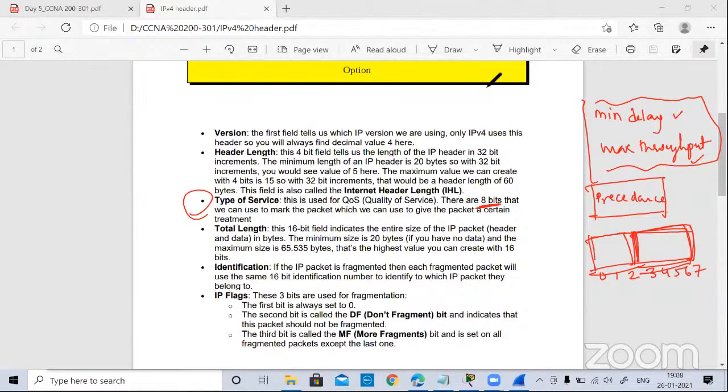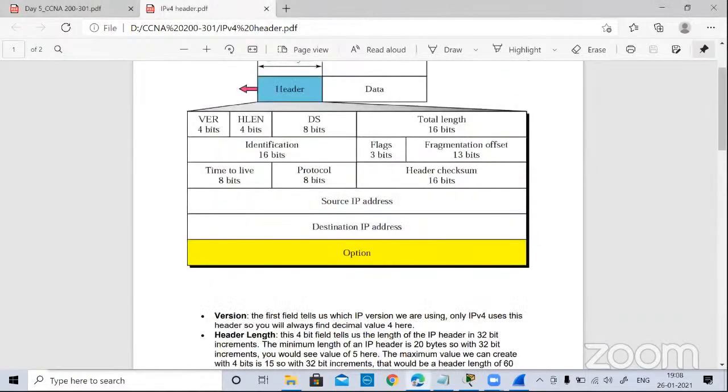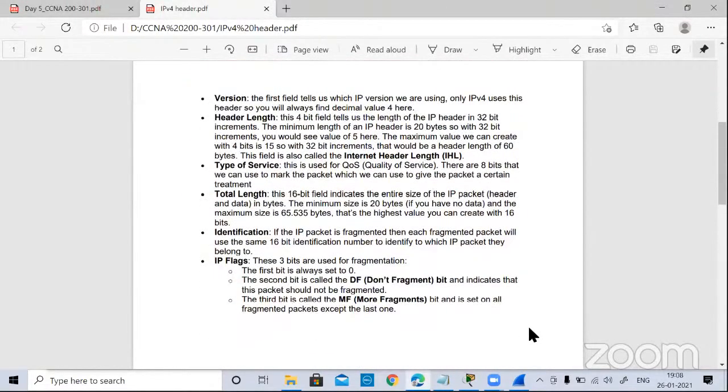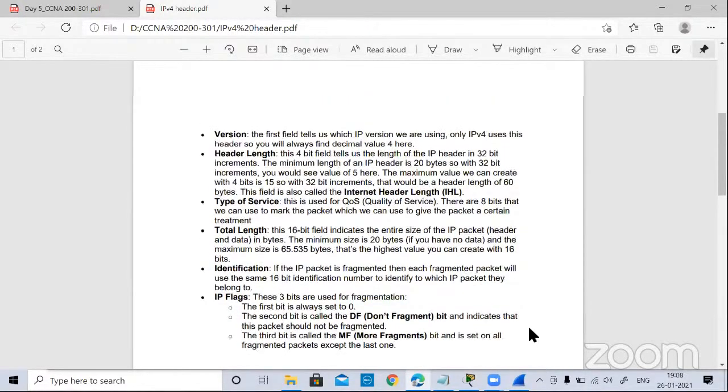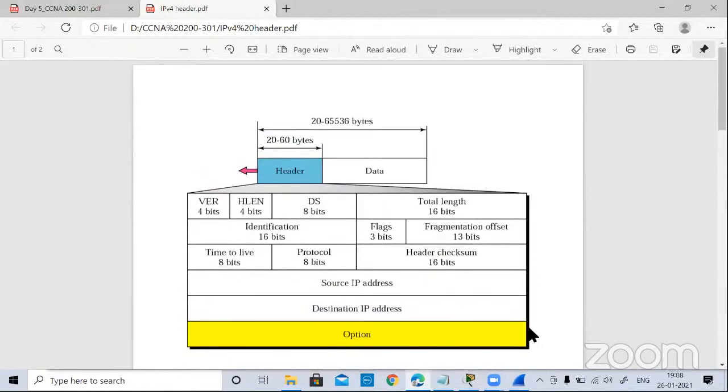Then we have the total length. The total length is given as 16 bits in this case, which indicates the entire size of the IP packet, header plus data, in bytes. The minimum size is 20 bytes and the maximum is 65,535 bytes. Minimum 20 bytes means I have no data; I'm not carrying any data, only the header of 20 bytes.